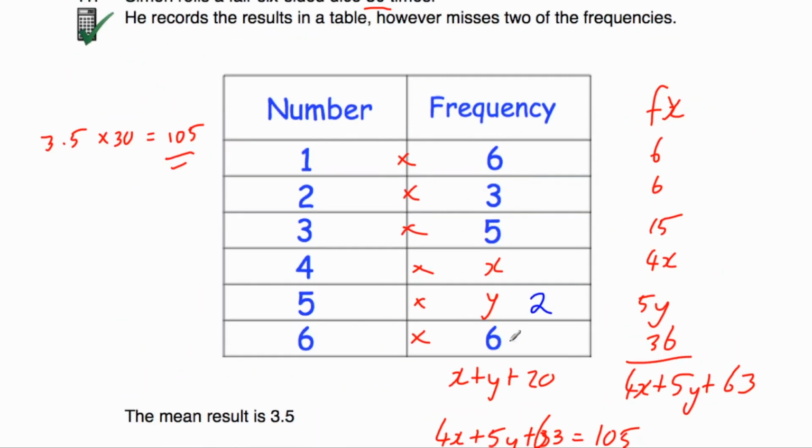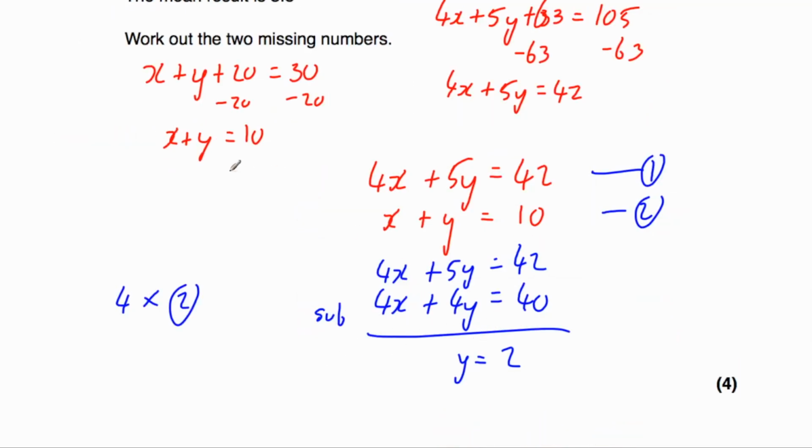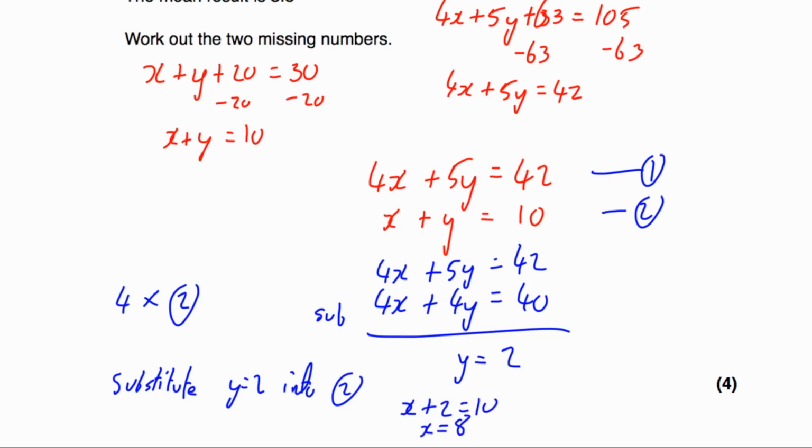At this point, you could just look at the frequencies. You know that he rolls the dice 30 times, so we could add up these numbers and see what we get, and then take that away from 30 to see what x is. But also, we could go to our equations. We know that x plus y is equal to 10, equation 2. If we substitute y equals 2 into equation 2, we get x plus 2 is equal to 10. So that means that x equals 8.